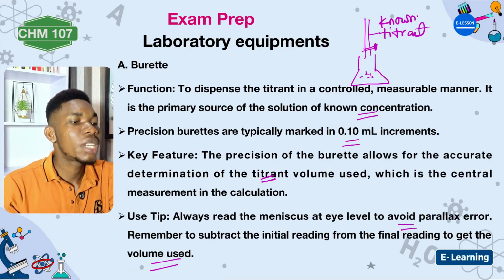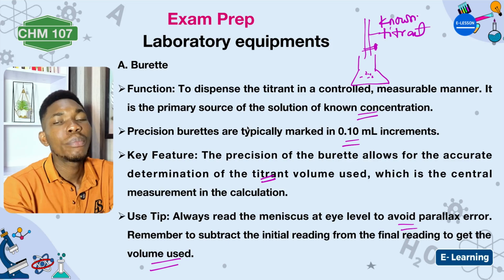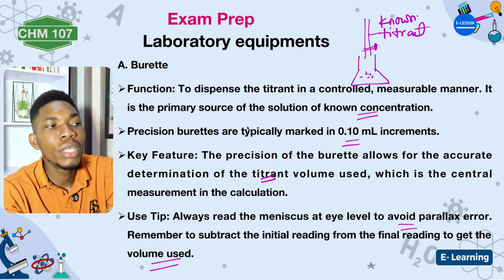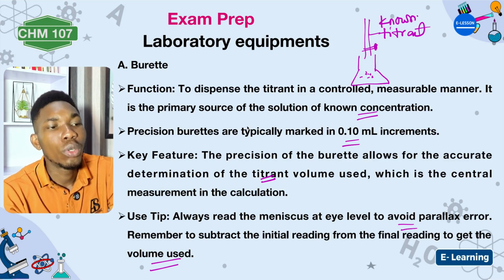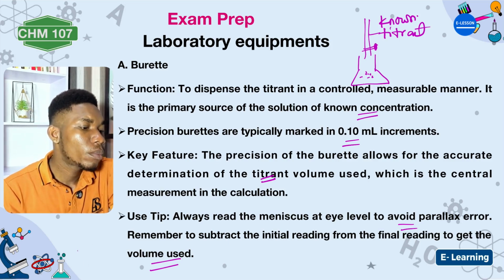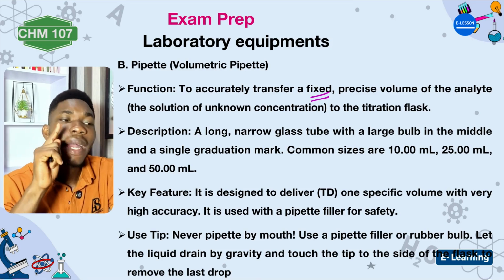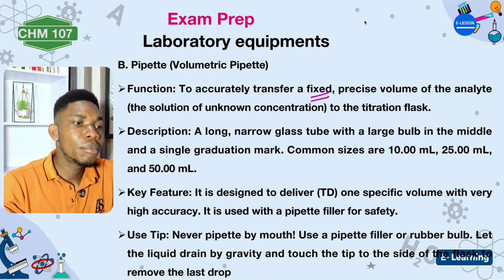A burette is used to transfer variable volumes. Like you can put 5 mL, 10 mL, 15 mL using a burette. Once you open it, it drops. You close it back. But for a pipette, it only has one calibration. A 10 mL pipette cannot deliver 5 mL.